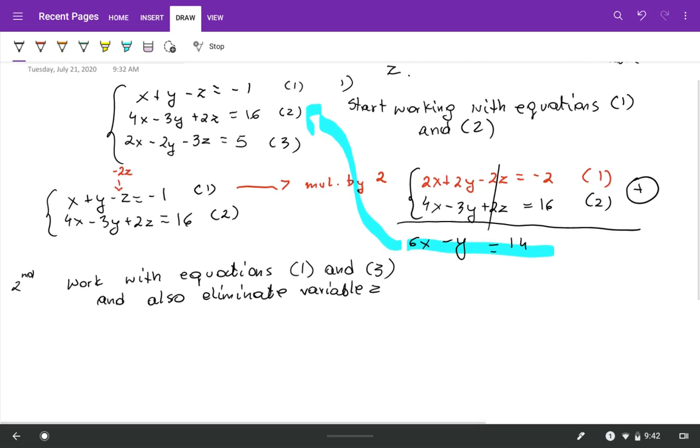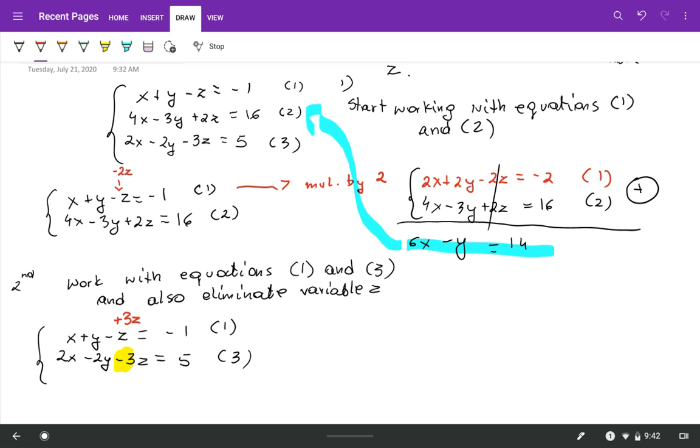Okay, so let me copy equation 1, which is x plus y minus z equal -1. Equation 3, 2x minus 2y minus 3z equal 5. That's equation 3. So the idea is to eliminate variable z. So we have -3z in equation 3. So it will be nice to have in front of z positive 3z from equation 1.